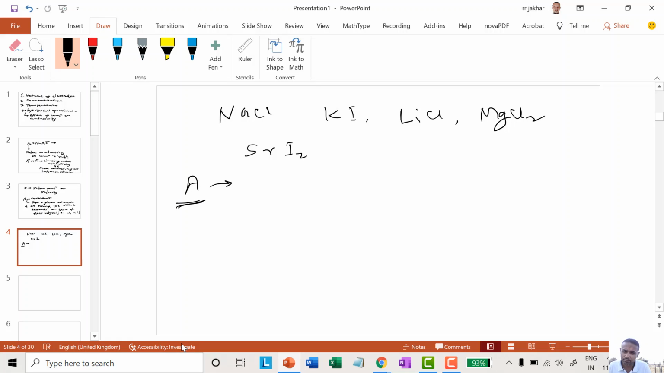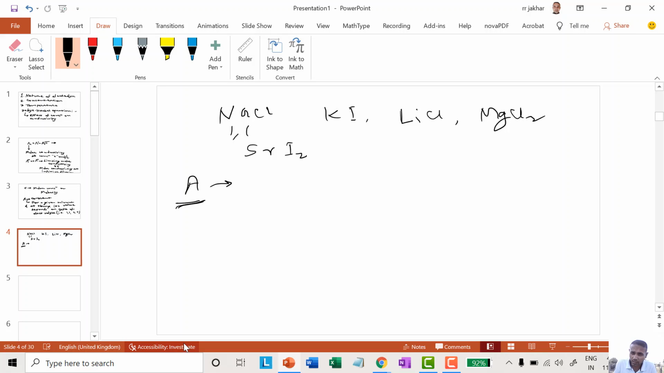Can you say, Khushi? NaCl, KI, LiCl will have the same type, 1 1 type. Exactly. One type means this cation is monovalent and anion is monovalent. So we are saying this electrolyte is one type. And again KI is also one type. LiCl is also one type.